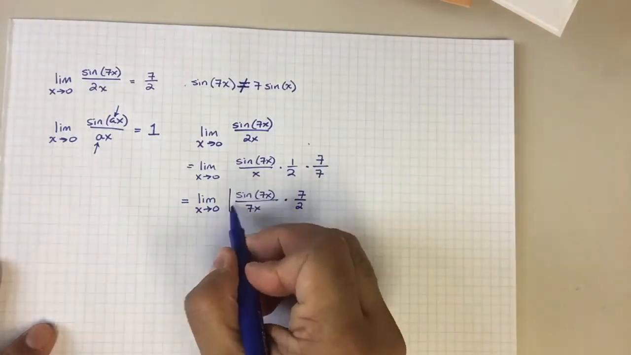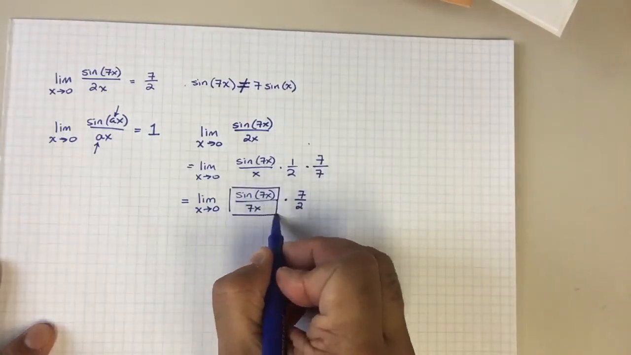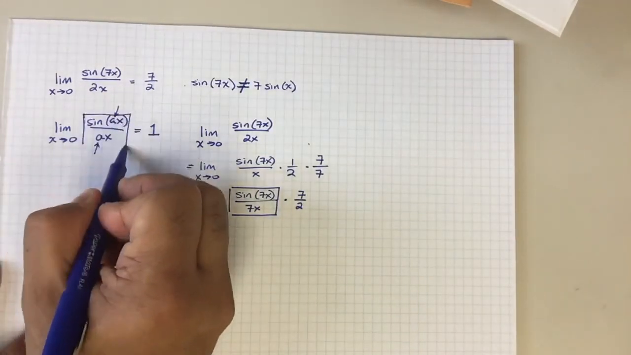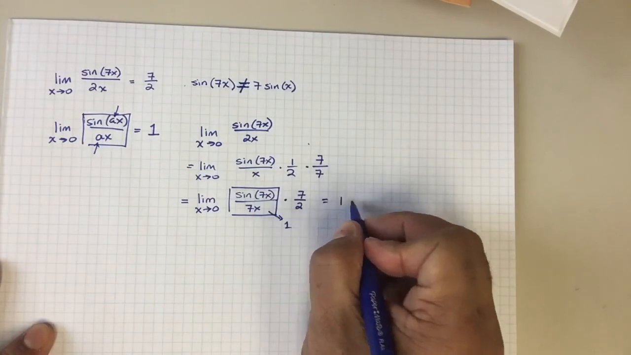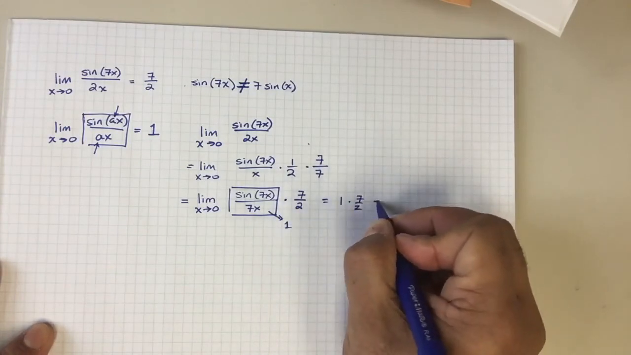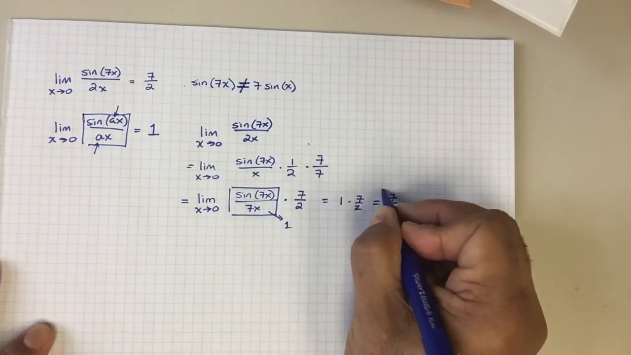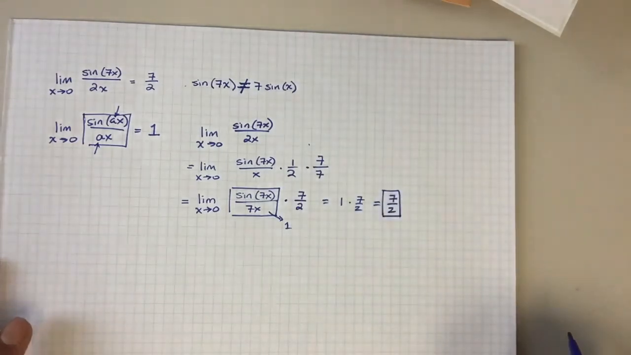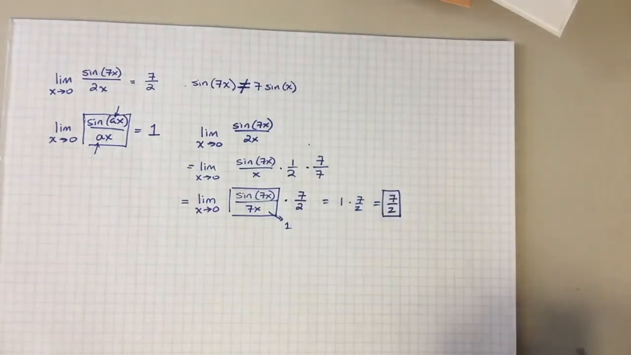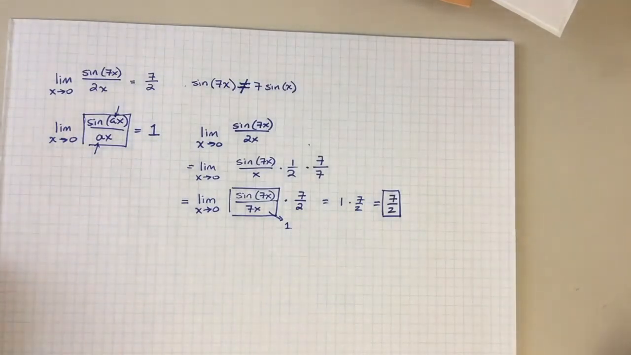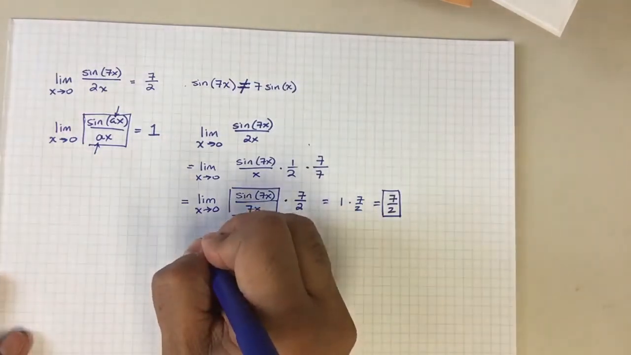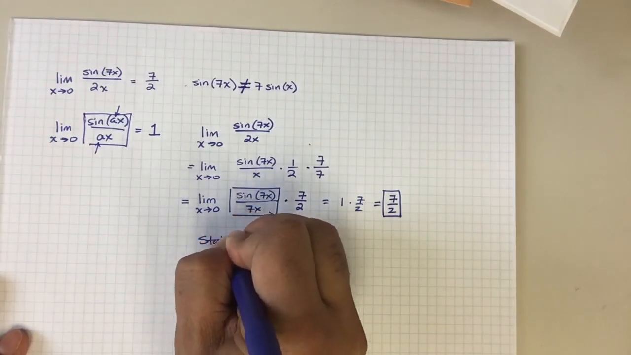Now that this looks like this, I can use that theorem and say that this is going to approach 1. So what I have here is 1 times 7/2, which is equal to 7/2. Okay, so that's the correct way to show that calculus work that we're looking for in order to do that problem correctly.